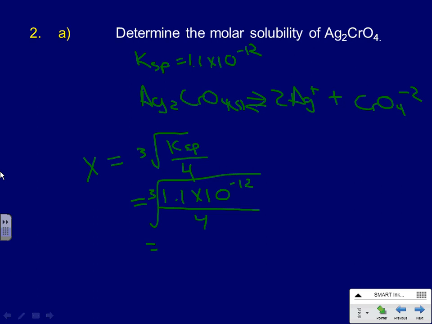Jess, what do you got? 6.5 times 10 to the negative 5. And again, that's moles per liter. I have no concerns if everything looks good. Yep.